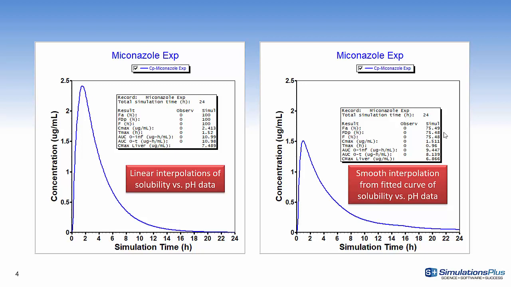So enter your solubility versus pH data and then fit it to the pKa model. This will adjust the pKa and the salt solubility factor to better fit the curve. And then when you perform the simulation, as the compound is making its way down the GI tract where the pH varies, it will use this in the solubility calculation and give you a better fraction absorbed.